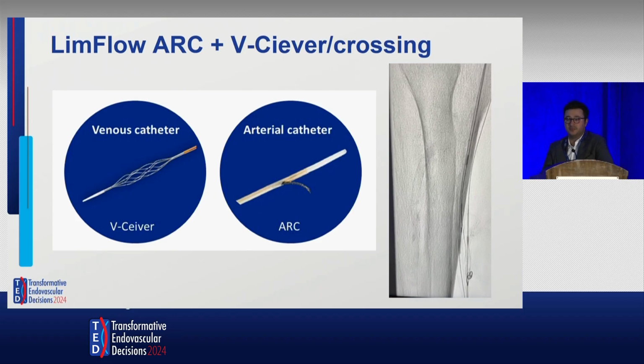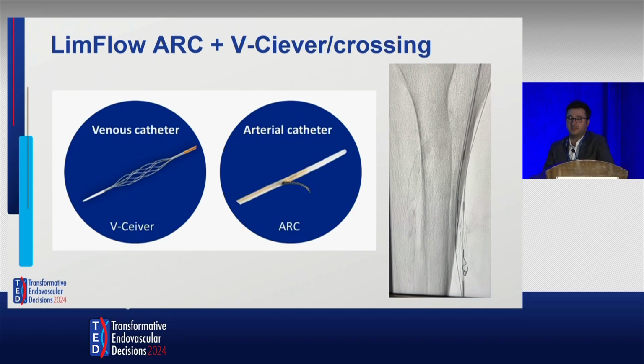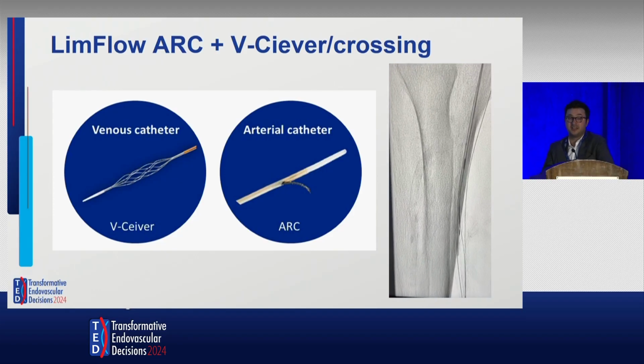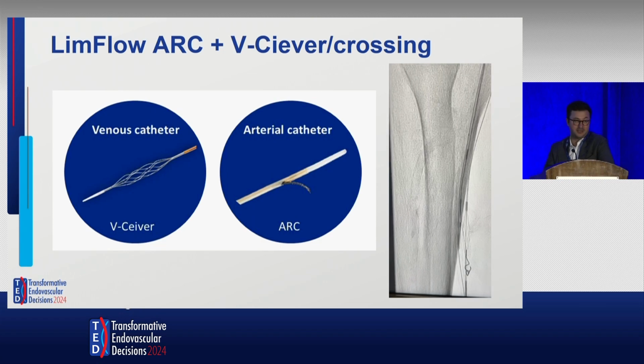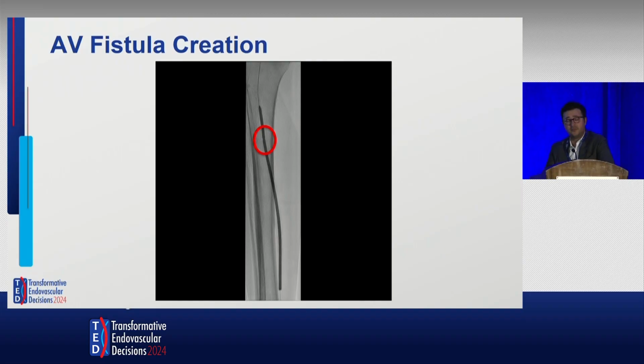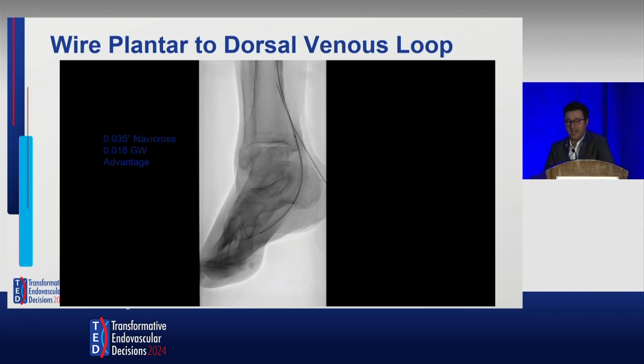Now we have access to the LimFlow systems, FDA approved, and this system using the V-Seaver and the ARC has fundamentally revolutionized crossing. It's just cut down so much time on actually crossing and creating these fistulas. Following through and through access, I get a 4x200 balloon, irrespective of the size of the patient's native vessels, and you can see there that little stenosis or waist is the actual fistula connection. After I've created the fistula, I get an 035 support catheter, bring that down to the level of my access, and then buddy wire an 018 wire through that and get around from plantar to dorsal venous circulation.